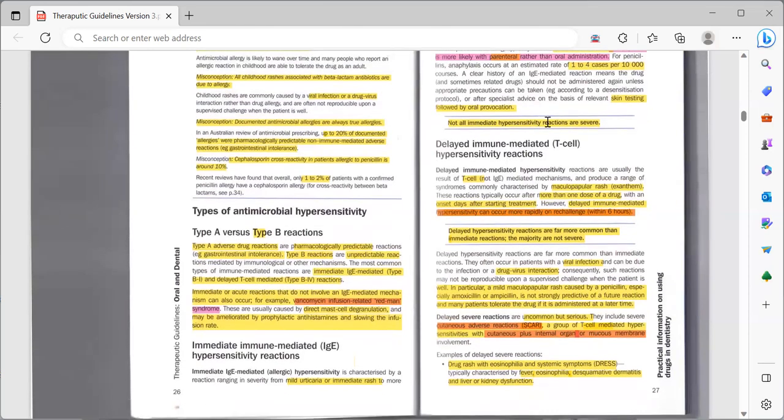Not all immediate hypersensitivity reactions are severe. As we understood here, they could be mild urticaria as well, like only redness that can go away on its own.